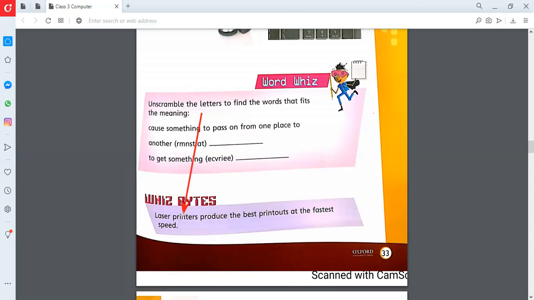Some printers are inkjet, some printers are laser printers. Inkjet printers are good, but they are slow. So the laser printers are the fastest ones. They produce the best and the fastest printouts.